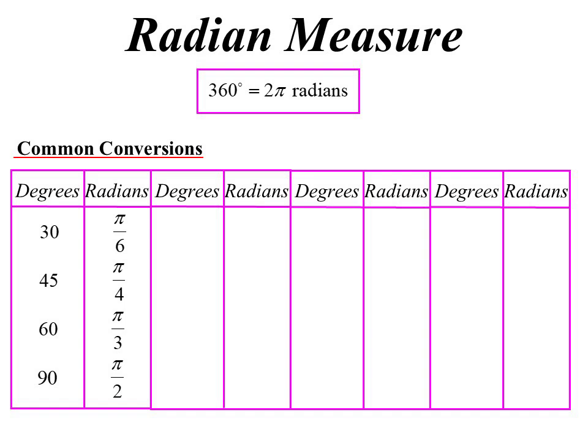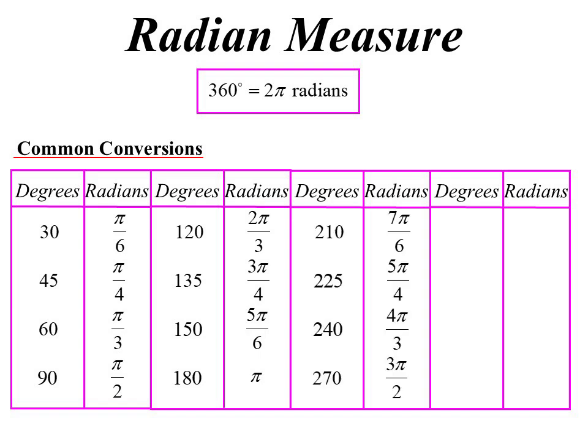Now we move to our second quadrant, the ones we'll see appear a lot. 120 is 2 pi on 3, 135 is 3 pi on 4, 5 pi on 6 for 150, and then we go around to pi. That brings us to our third quadrant.